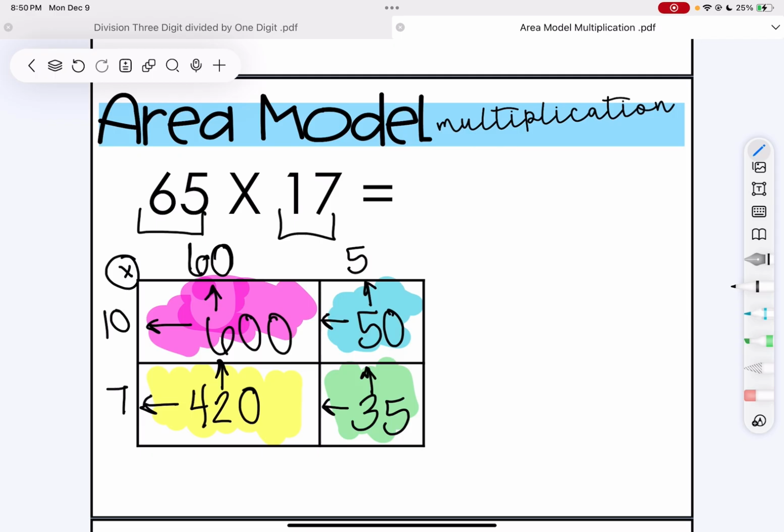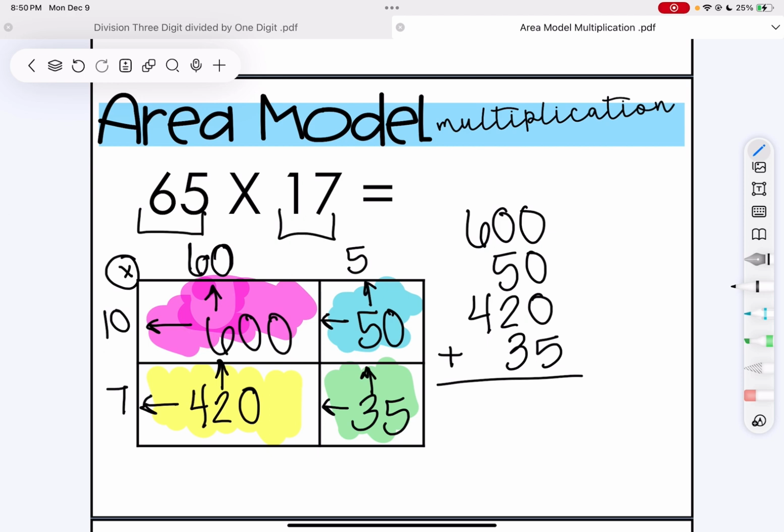A couple of things that the kids do wrong. They don't put enough zeros, or they put too many in their area model for their partial products. And the next mistake that's very common for them to make that I've noticed is, again, they're just not adding correctly. So getting them to slow down when they're doing that addition is super important because they're making a lot of errors there. So 600 plus 50 plus 420 plus 35.